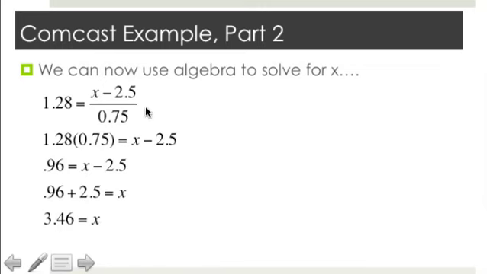Notice all I'm doing in this first step is multiplying both sides by 0.75. That gets rid of this thing here on the right. When I multiply 0.75 by 1.28, I get this number. Then in the next step, I add 2.5 to both sides of the equation. That eliminates this value here. And on this side, when I add 2.5 to 0.96, I get 3.46.